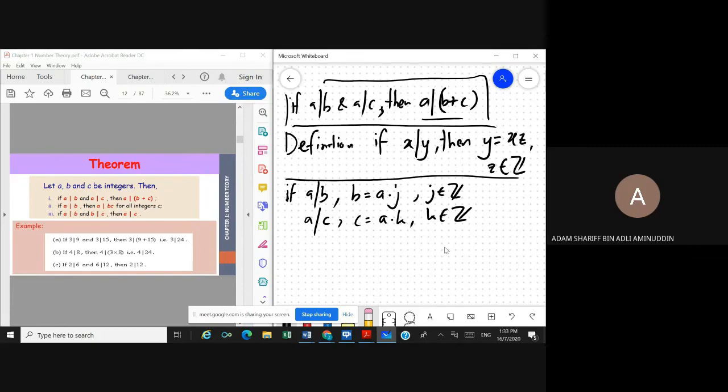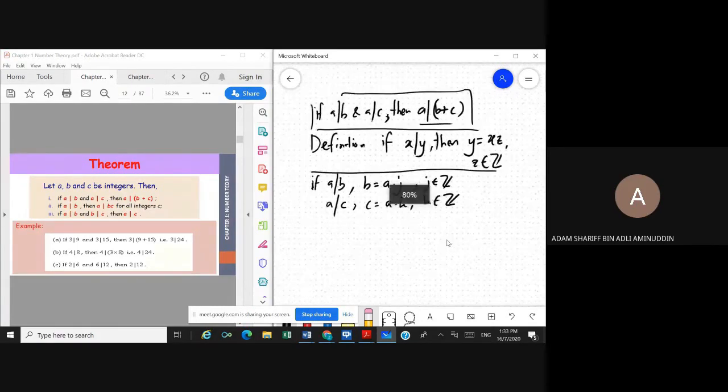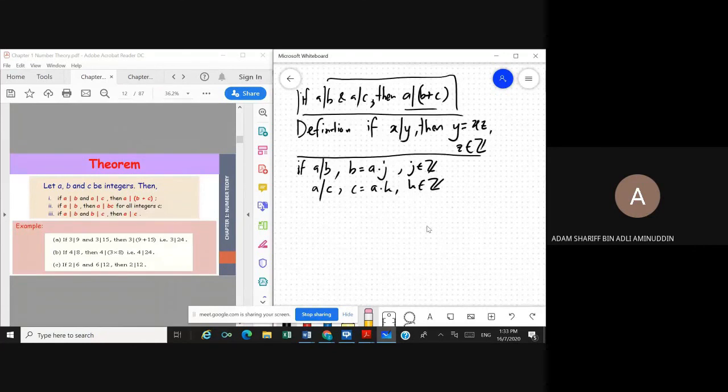We proceed with the next line of the idea. We need to prove that this A is a factor of the summation B plus C. B is AJ, C is AK. Therefore, B plus C is equal to A times J plus A times K. This time I will factorize A, becomes J plus K.